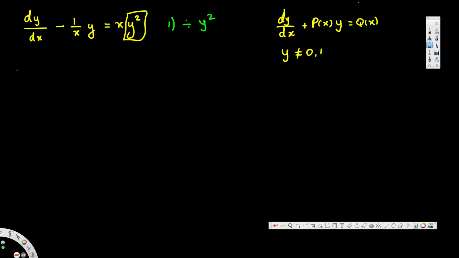If you divide this first term by y square, this is going to be dy by dx, and y square will be in the denominator, that will make this y power minus 2, minus 1 over x. And if you divide this one by y square, y over y square, that's going to be y power minus 1. And then here if you divide this one by y square, they cancel, we will only have x.